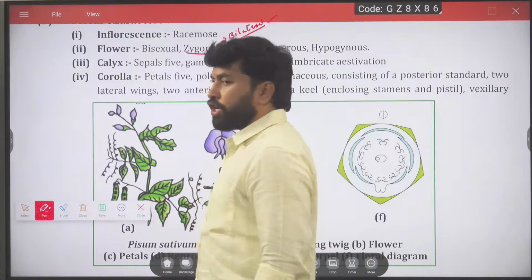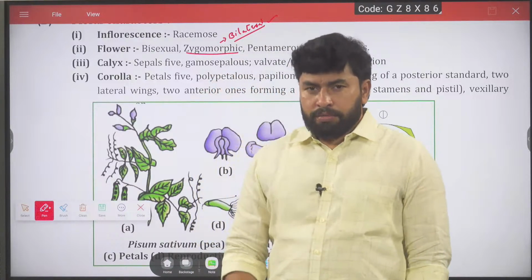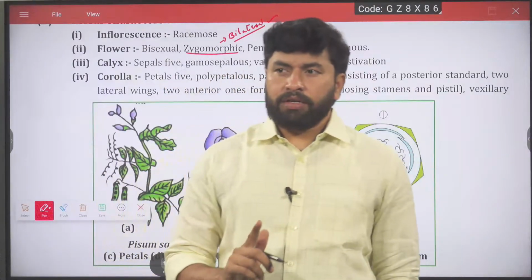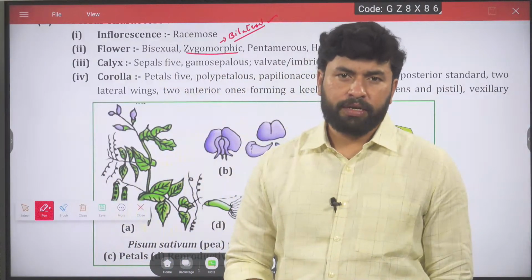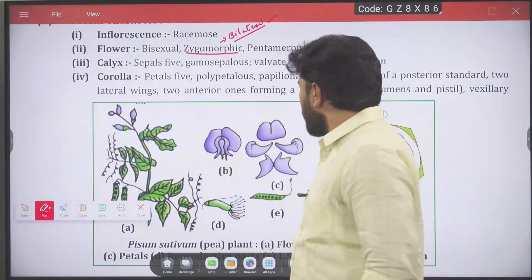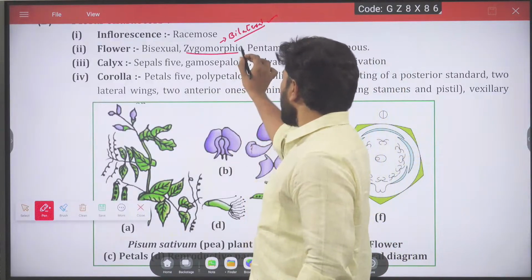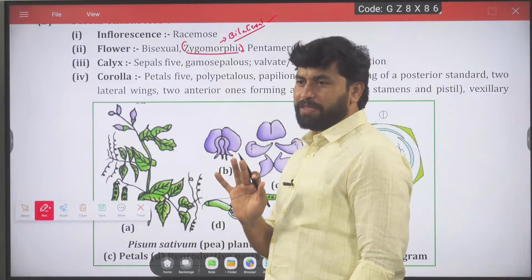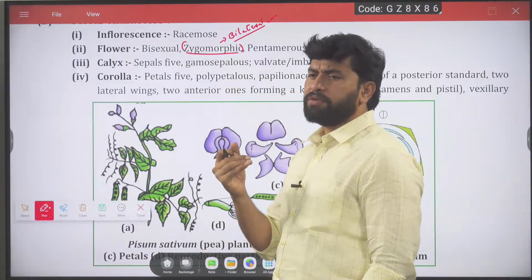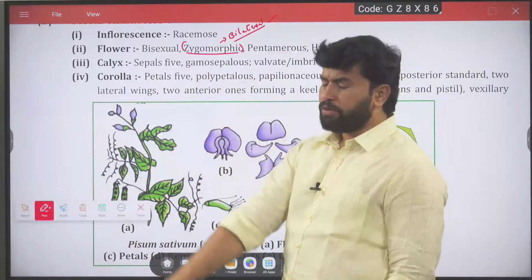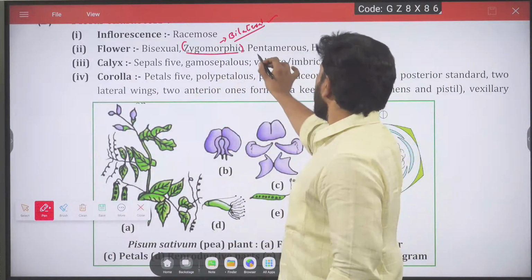Bilateral symmetry. Zygomorphic. Pea, bean, gulmohar. Do you remember these names we have learned regarding the zygomorphic symmetry of a flower? Among them, pea and bean belong to the Fabaceae members. Important: very few flowers will have zygomorphic symmetry. Mostly, if you do not remember the name, and it is a Fabaceae member, put it as zygomorphic flowers.